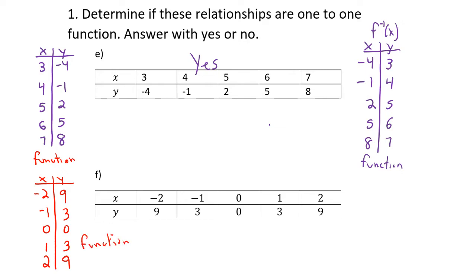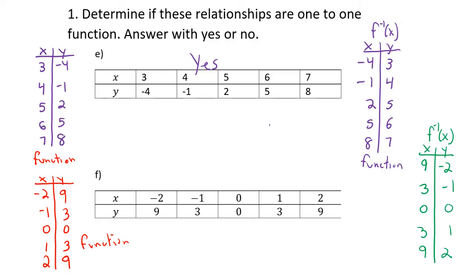But now I want to go ahead and make the inverse table. And once again, the inverse table is just switching all the x's and the y's. So this is a 9, this is a -2, this is a 3, -1, 0, and 0, 3, 1, 9, 2. So this time I go ahead and I look at the x's again.